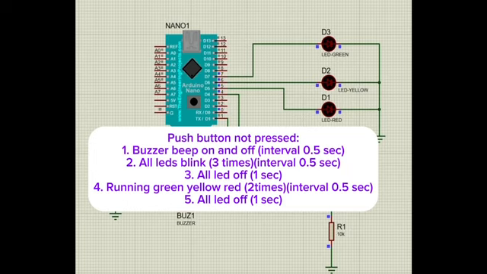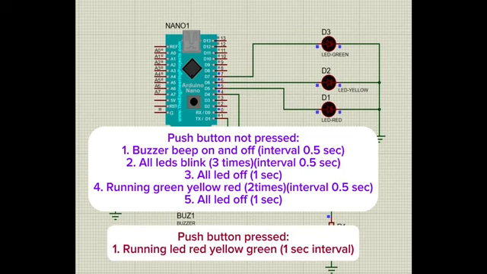Note that this sequence specifically will be running 2 times with an interval of 0.5 seconds for each LED. Lastly, all of the LEDs will be off for 1 second and all of the sequences above will stay on repeat. However, if the push button is being held, then the sequence will be a simple running LED from red, yellow and green with an interval of 1 second.